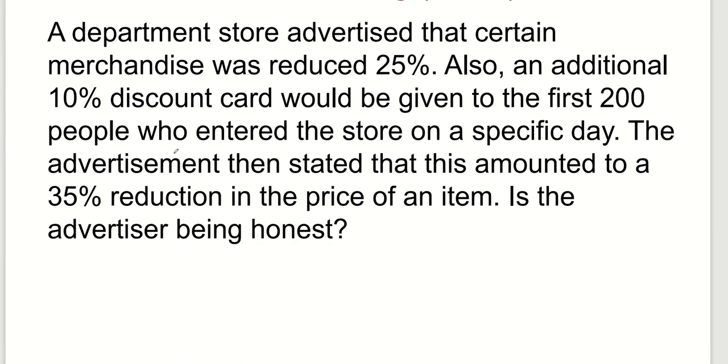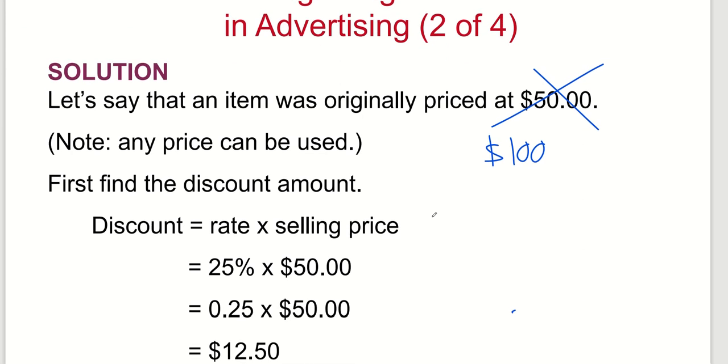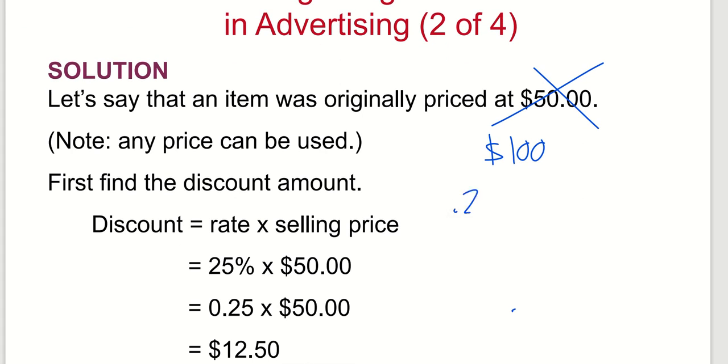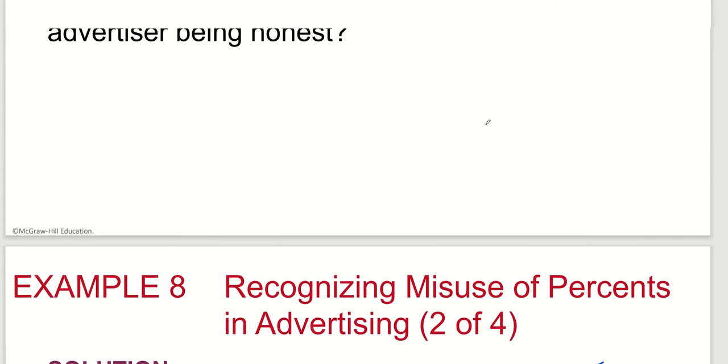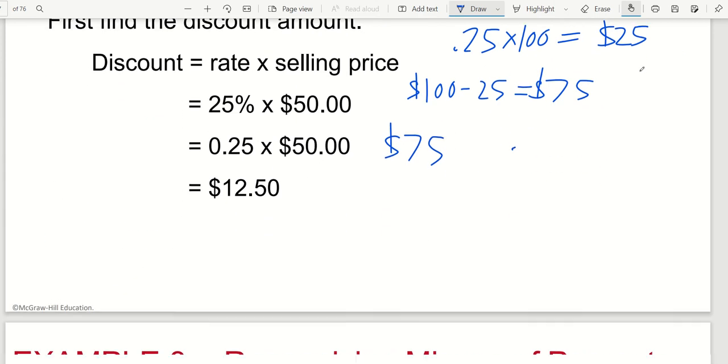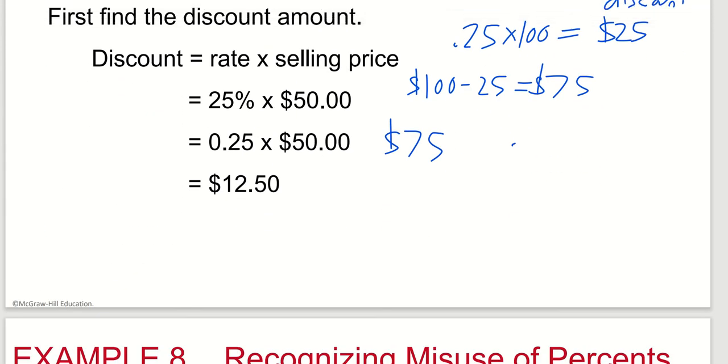The first discount, they said, is going to be 25%. So if we take 25% of 100, that of course is going to be $25. So the first discount we receive is going to be that of $25 off. If I take my $100 and take away the $25, that would bring our price down to $75. But then they say, oh, wait a minute, we're actually going to give you another 10% off. So let's now take 10% of 75.